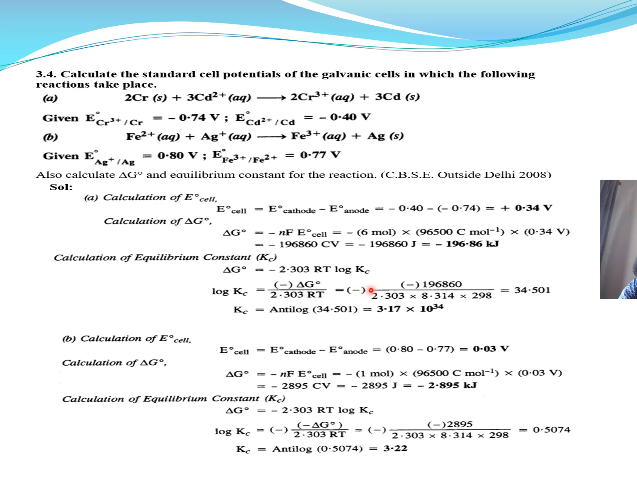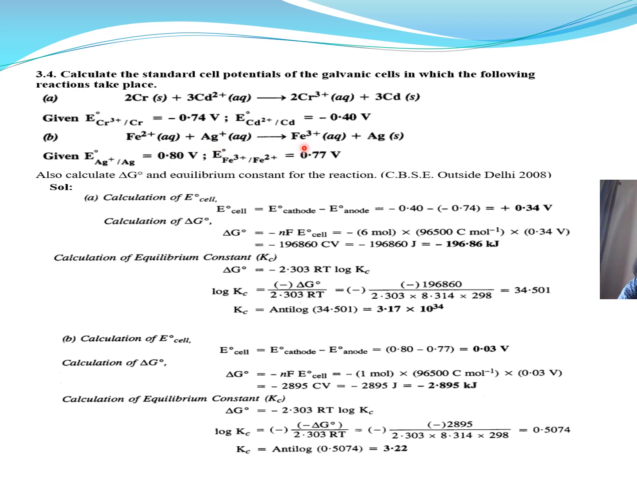Delta G naught equals minus 2.303 RT log Kc. So log Kc will be equal to minus delta G upon 2.303 RT. The negative sign cancels and you get 34.501. Now this is log Kc. You have to find Kc by finding the antilog of this value, 34.501. So we'll see in the table, 0.501 antilog is 3.17, and 34 goes as a power of 10, so 10 to the power of 34. Okay, fine.